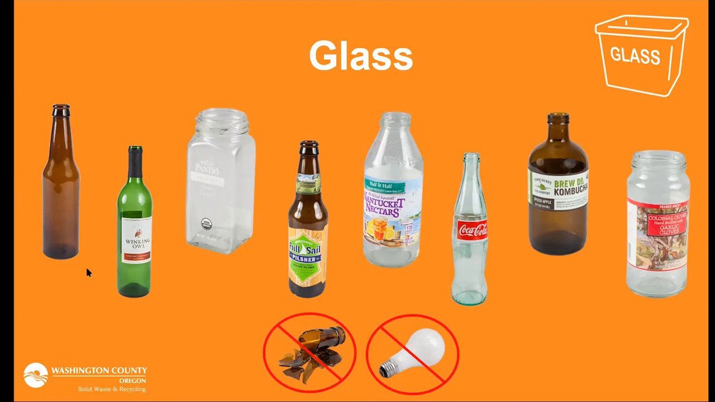No broken glass and no incandescent light bulbs in the mixed recycling. Those should go in the garbage. Other kinds of glass that shouldn't go in the recycling are window glass, glass servingware, candle jars, vases.